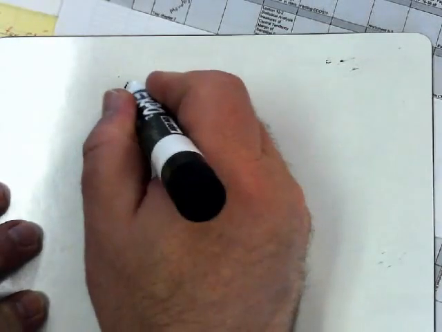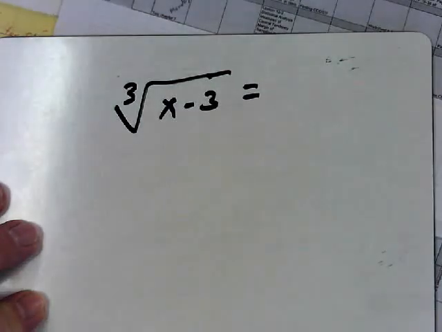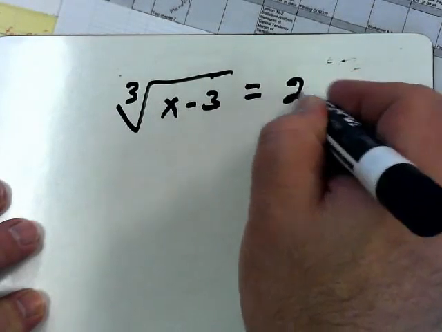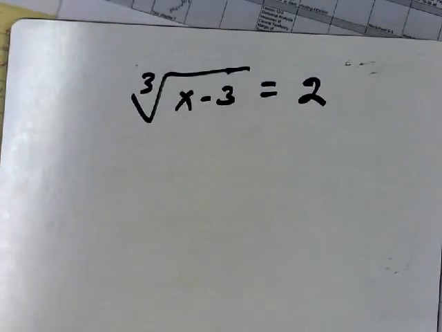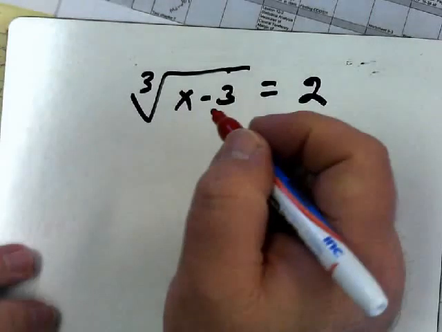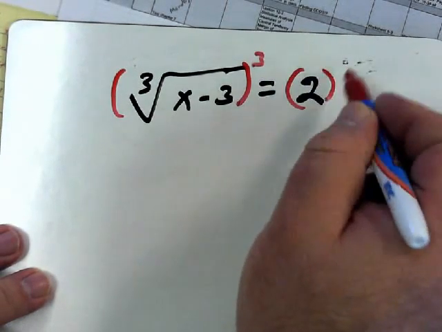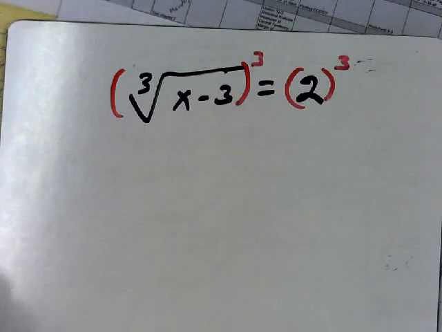What happens if I have something that isn't a squared? In other words, if I had a radical like this, the cube root of x minus 3 equals 2. Okay, is it by itself? Yes, the radical is by itself, which means the index is 3, so I need to get rid of the radical, which means I need to cube both sides.